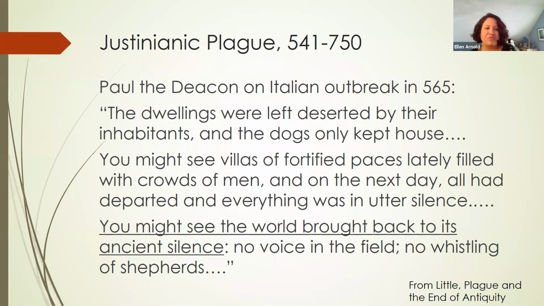To add a bit of ancient voice into this conversation, I pulled out what is to me one of the more powerful explanations of what this outbreak felt like on the ground to the people experiencing it. This is in the words of Paul the Deacon, who was writing a history of the Lombard peoples, so a history of the Germanic peoples who really kind of took over some of the power of Italy from the fading Roman Empire. And he describes this outbreak in the year 565 in ways that I think resonate with some of our own experiences of this current pandemic.